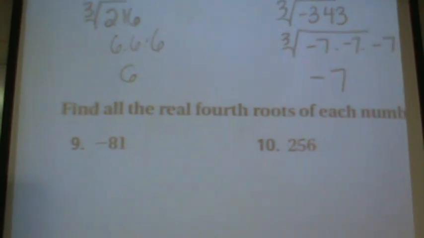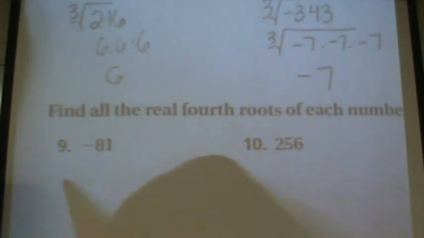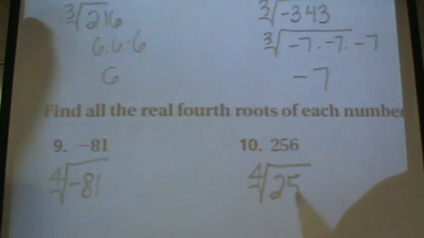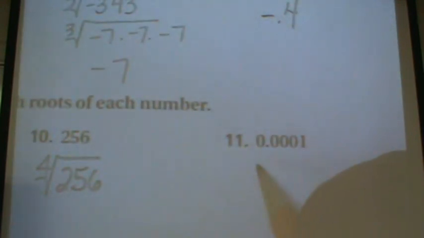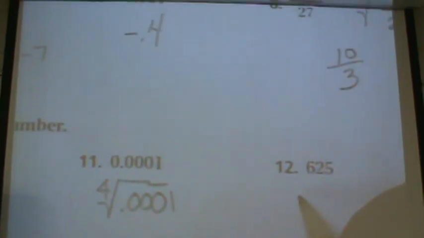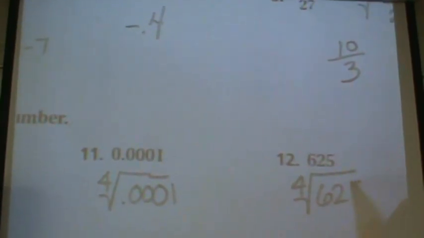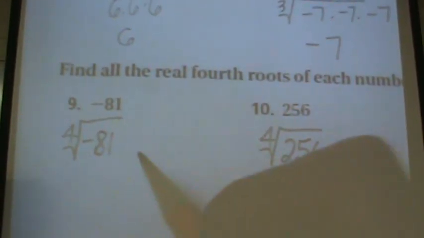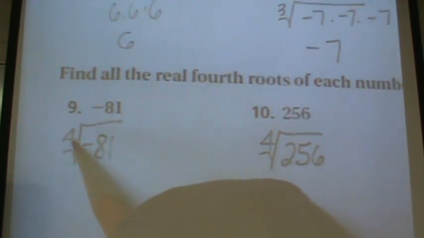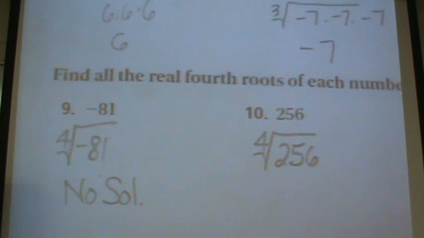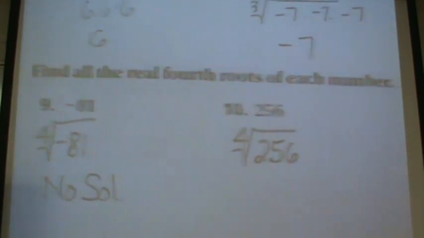Number 9, 10, 11, and 12. They want the 4th root of these. So I'm looking for 4 numbers that are the same that multiply to give you that 625 or 0.001 or 256 or negative 81. Well, since you can't have a negative number if the index is even, this one is no solution. It's not possible, because if they were all negative or positive, it would come out positive, so you can't get a negative 81.